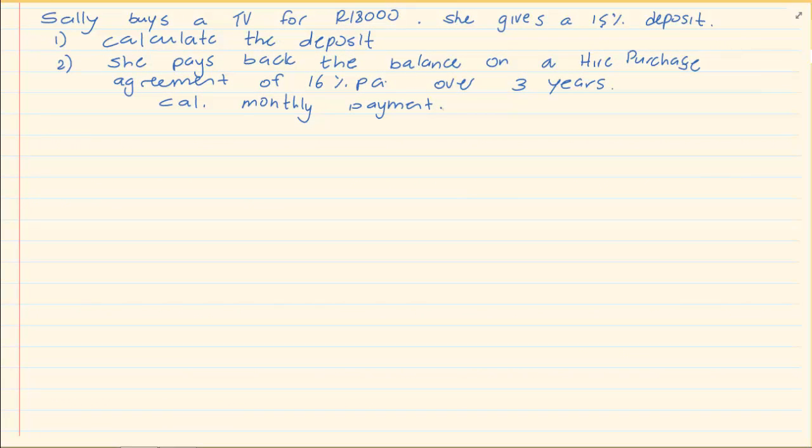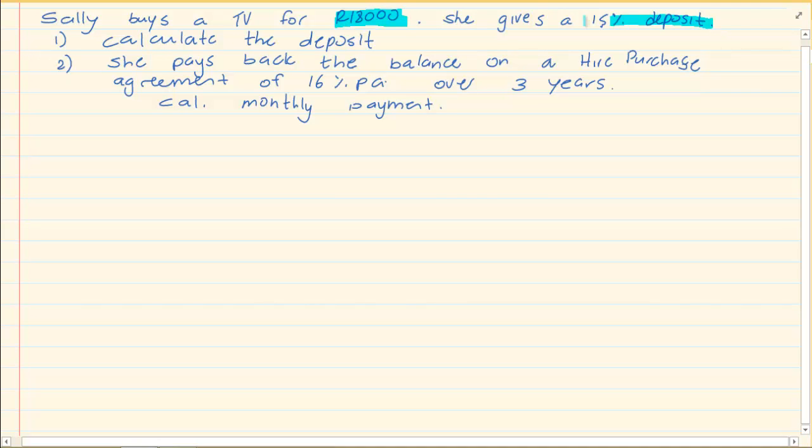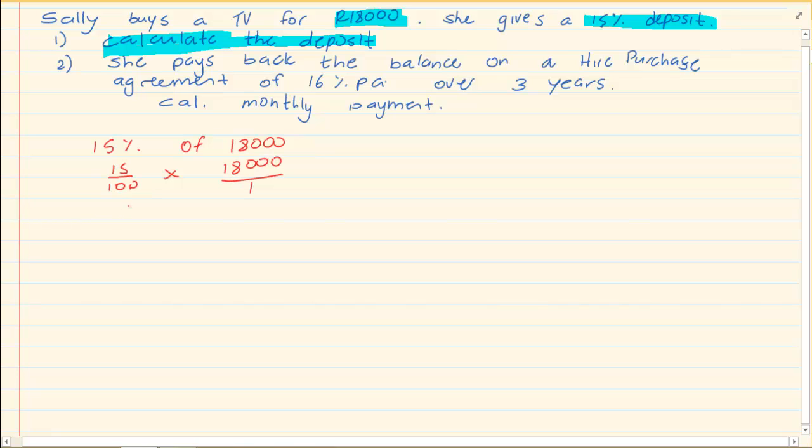Let us look at the following example. Sally buys a TV for 18,000 Rand. She has to give a deposit of 15%. Calculate the deposit. Now, if she has 15%, she has to give 15% of the total, which means it's 15 over 100 times 18,000, which is equal to 2,700. Now that is her deposit.